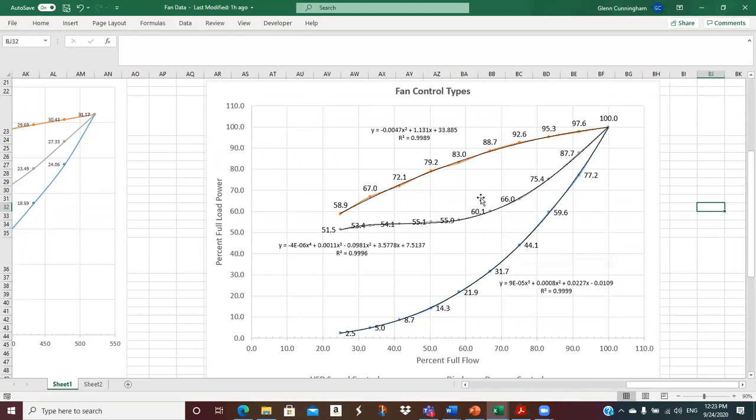For the fans that they tested, I got a curve like this for discharge dampers, a curve like this for inlet guide vanes, and a curve like this for speed control with a VFD. That's pretty compelling, isn't it? If you're running at 60%, that number's a little bit off, but it's what, 22, 23%.